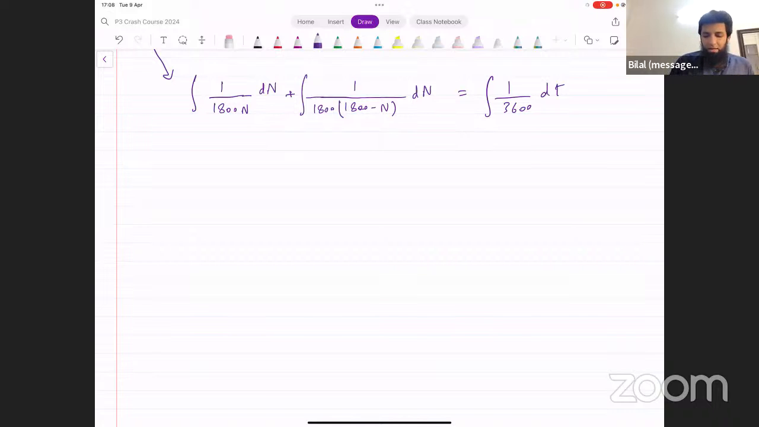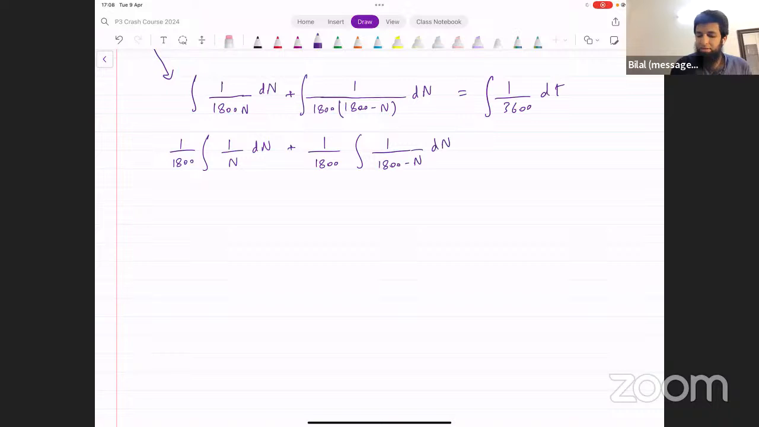That's your choice. How do you integrate these terms now? I can write 1 over 1800 outside. That leaves me with 1 over n inside. Now I can apply the log rule on this. Similarly here as well, I can write 1 over 1800 outside. That leaves me with 1 over 1800 minus n inside. Now, what is the derivative of the denominator? What's the derivative of 1800 minus n? It's minus 1. You want minus 1 in the numerator. You can have minus here, and to balance that, you can have minus outside as well.